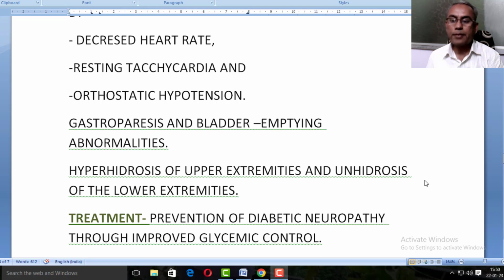Treatment: prevention of diabetic neuropathy through improved glycemic control. That is the best choice of treatment we have, friends. Rather than letting the patient develop complications, it is always better to treat the patient earliest and get glycemic control.